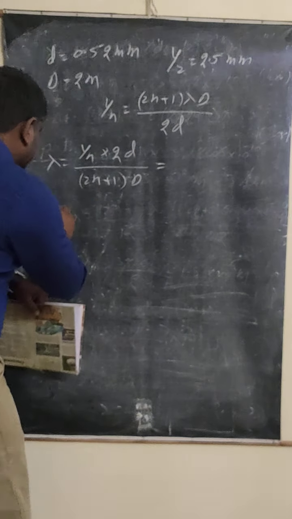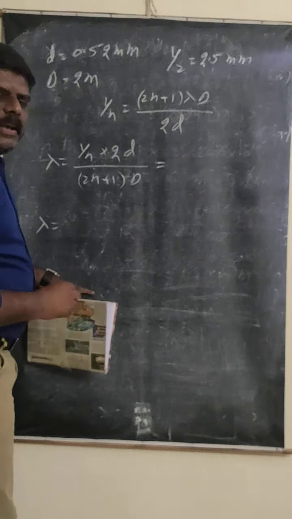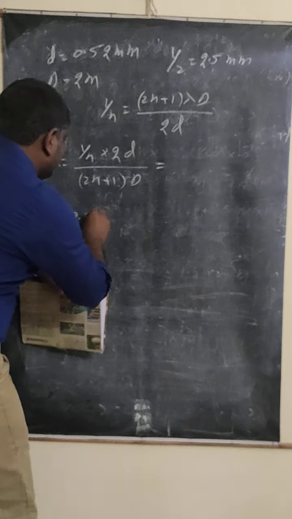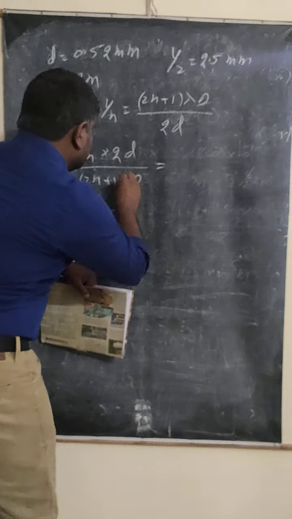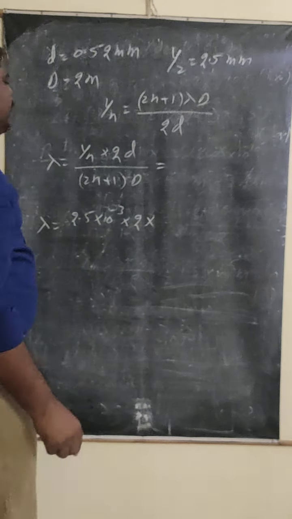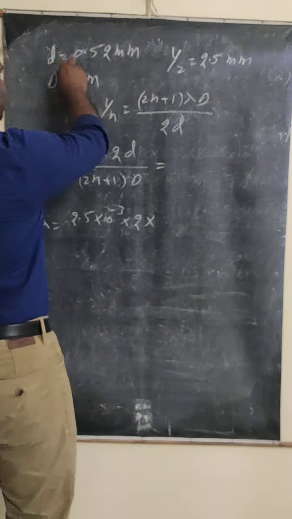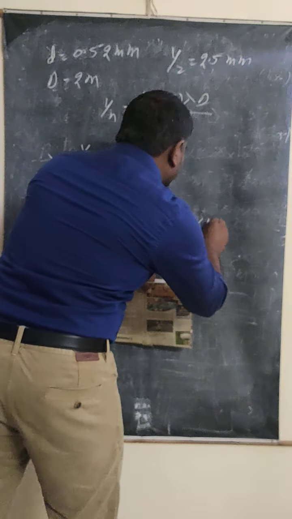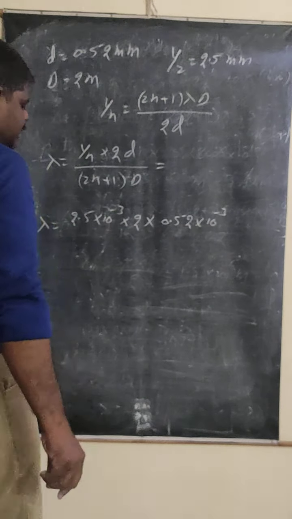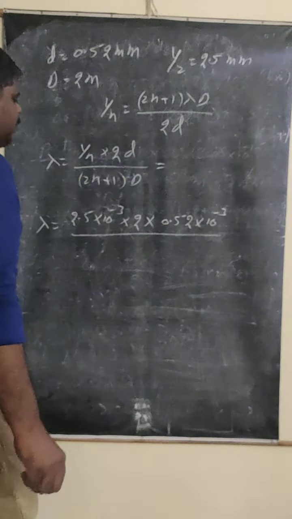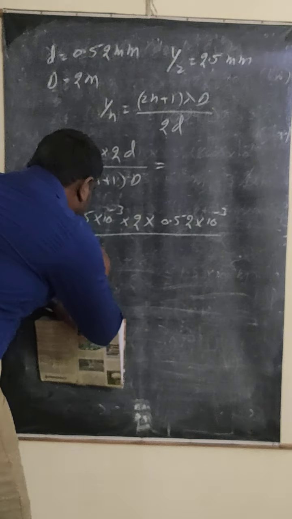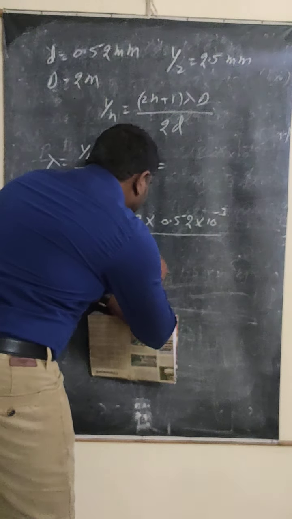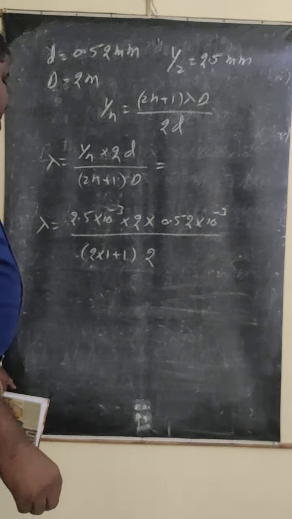Go and substitute the values here. You must be very careful about the 10 powers. Lambda is equal to Yn, the distance of the second dark band, which is 2.5 into 10 to the power of minus 3, into 2 into small d, which is 0.52 into 10 power minus 3. The numerator is complete. In the denominator, n is equal to 1, that means 2 into 1 plus 1, into capital D. Capital D value is 2.